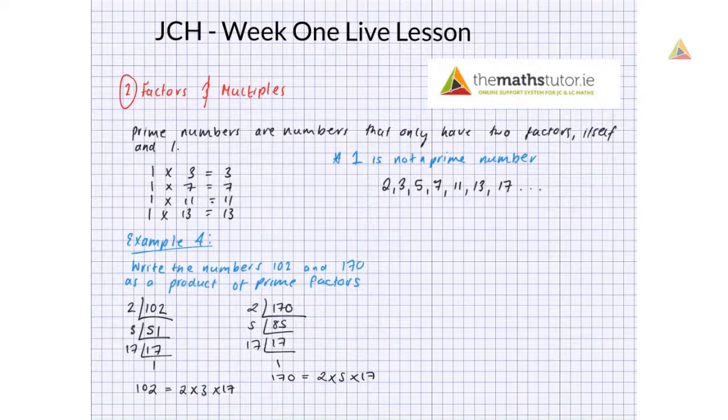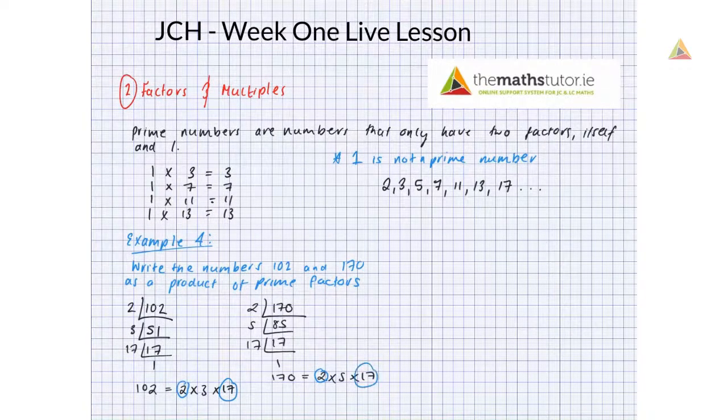Now this is the key part, where you have to find what's common to both. We have a 2 here and we have a 2 here. We have a 3 here, but we have no 3 here, so I'm not going to circle that. We have a 17 here and a 17 here, so I'm going to circle both of those.